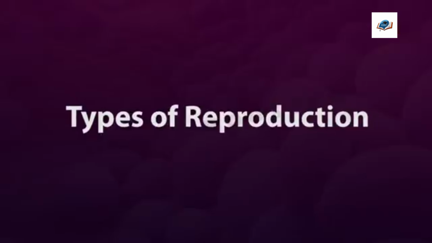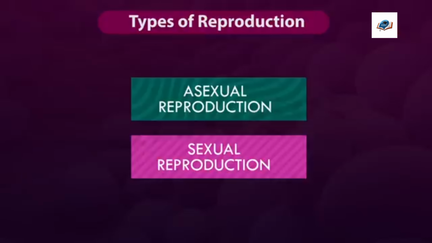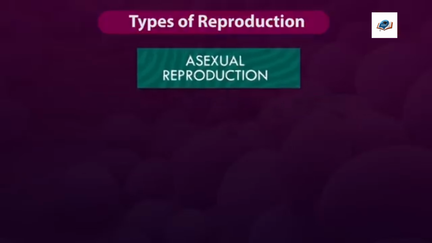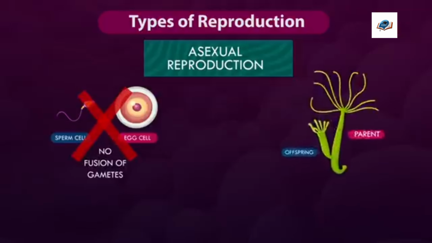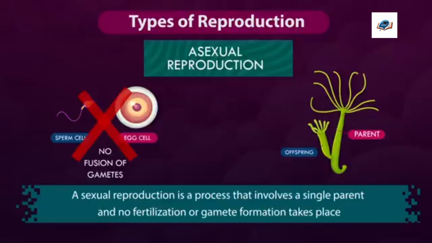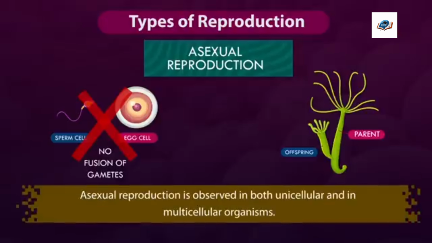Types of reproduction. Reproduction is of two types, asexual reproduction and sexual reproduction. First, let us learn about asexual reproduction. Asexual reproduction means the reproduction that takes place without the fusion of sex cells or gametes. Only one parent is involved in this type of reproduction. So, asexual reproduction is a process that involves a single parent and no fertilization or gamete formation takes place. Asexual reproduction is observed in both unicellular and multicellular organisms.